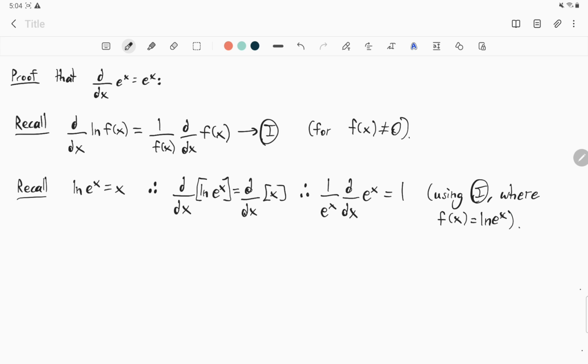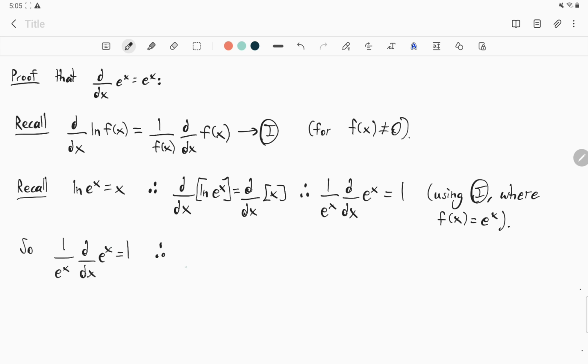Right? Because using 1, we know the derivative of ln of a function f of x equals e to the x. We know ln of a function is 1 over that function times the derivative of that function. Here, that function happens to be e to the power of x, so 1 over e to the x, times the derivative of e to the x, and the derivative of just a variable x is 1. All right. So 1 over e to the x, d over dx of e to the x equals 1, right?